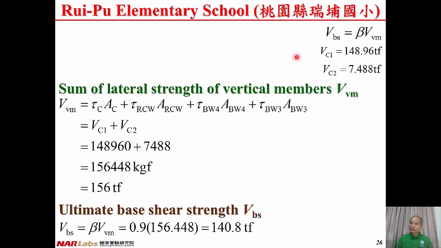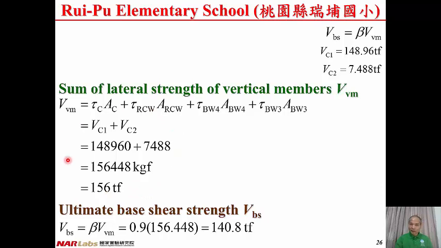Once we have VC1, 148.96 ton-force, and VC2 equal to 7.488 ton-force, we can compute the total lateral strength of all the vertical members, VVM, and VVM equal to VC1 plus VC2, because in this case, there's no reinforced concrete walls, there's no four-side bounded brick wall along the corridor, and no three-side bounded brick wall along the corridor. So that VVM equal to VC1 plus VC2 equal to 156 ton-force.